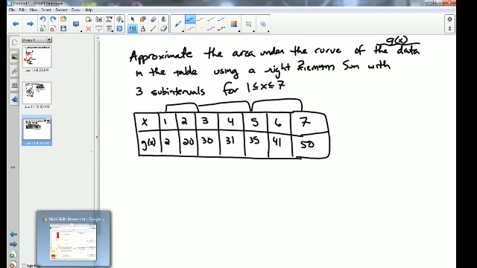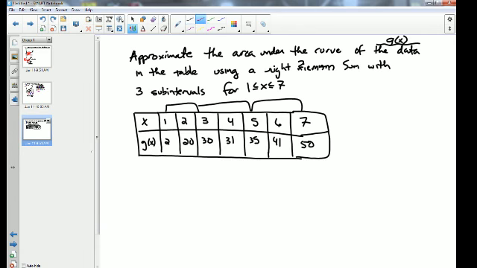So, it's a right Riemann sum, right? Start on the right. How wide is my rectangle? 2 wide, 50 tall, right? And then we're at 35 by 2, and then 30 by 2.